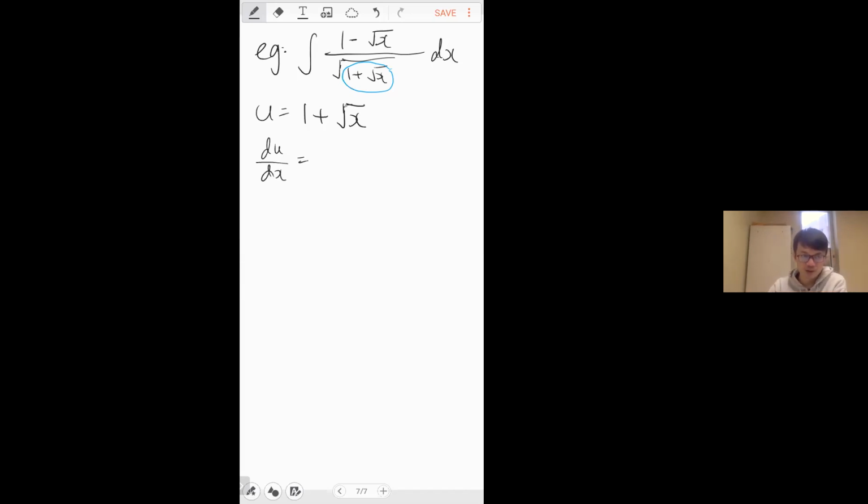Yeah, but there should be the 1/2 somewhere, right? Root x is x to the 1/2. So the derivative should be 1/2 times x to the negative 1/2. Is it okay? And so du equals 1/2 times x to the negative 1/2 dx.